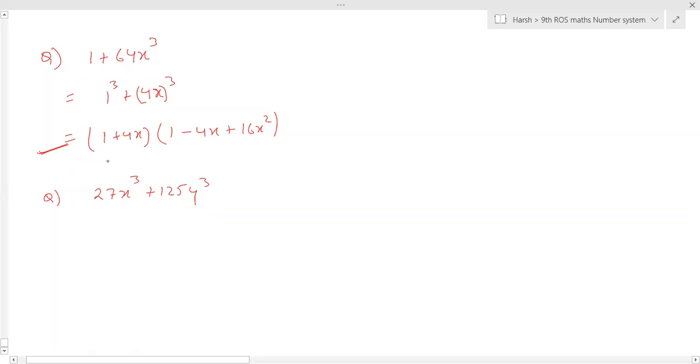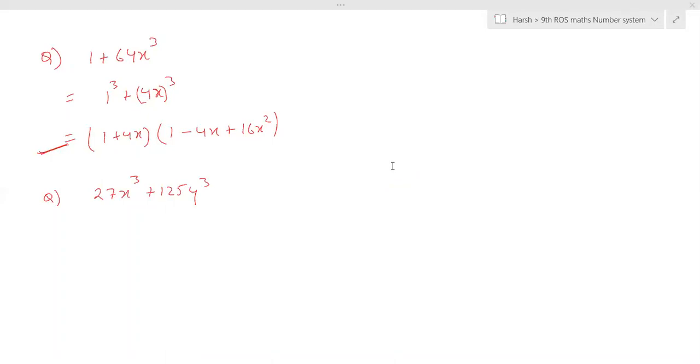Yes, Ayush. 3x plus 5y, then 9x minus 15xy plus 25y square. Come again. Your voice is not audible, Ayush. 3x plus 5y, then 9x minus 15xy plus 25y square. Wrong. Tarun. Sir, I got 3x minus 5y, then again 9x square. Wrong.